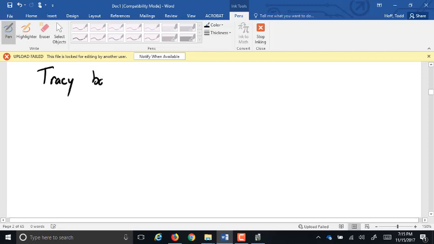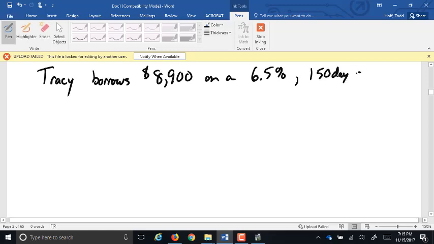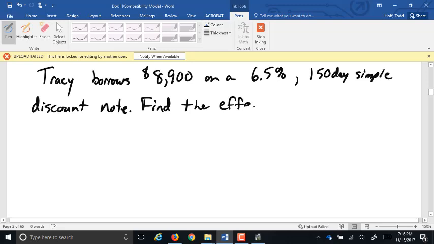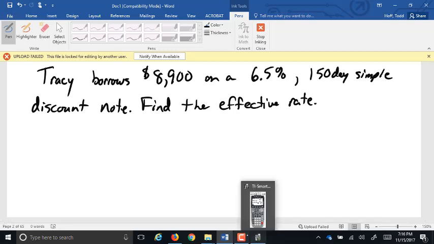Tracy borrows $8,900 on a 6.5%, 150-day simple discount note. In your notes, find the effective rate. I want to see if you can go back an hour and still remember how to do that.